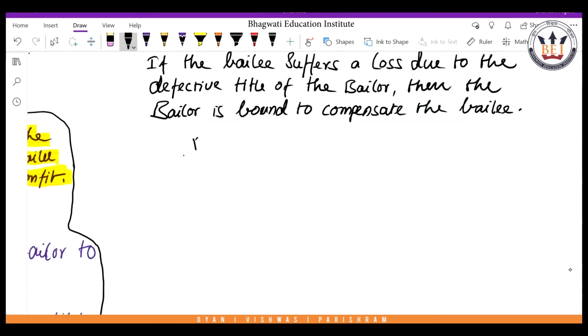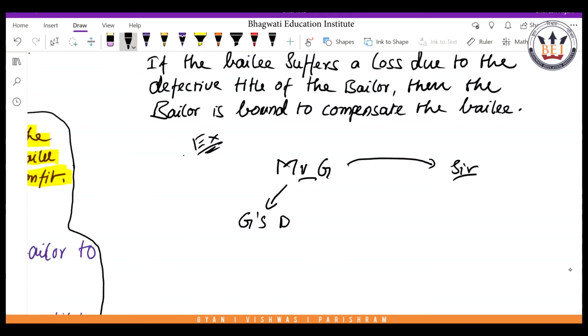Let us take an example over here. Let us say there is one Mr. Gautam, he gave his car to one Mr. Sir, okay, he gave me the car, right? But Gautam is not the true owner of the car. The true owner of the car is Gautam's dad. Without his consent, without his knowledge, Gautam gave his dad's car to Sir. So Sir easily left with the car.